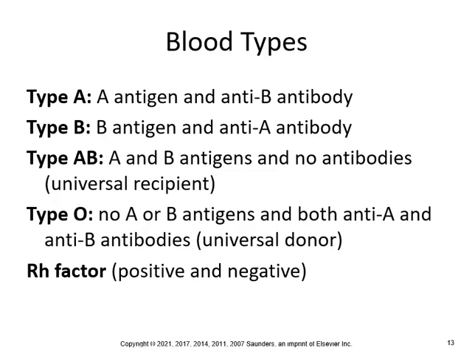So a type A antigen and antibody B. Type B is a type B antigen and anti-A. Type AB, A and B. Type O, no A or B antigen. So these are the different types of blood types out there. So you're either type O, type AB, type B, type A, and you can be A positive, A negative, B positive, and the RH factor determines if you're positive or negative.